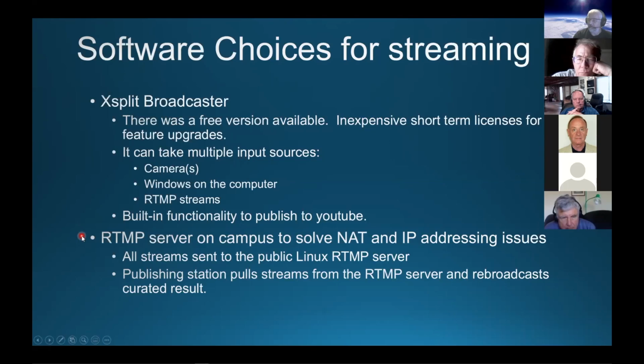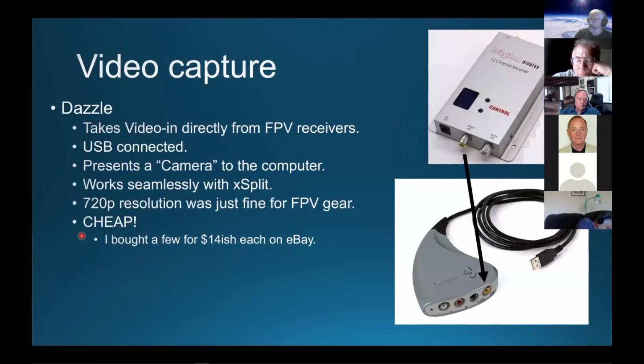And as I mentioned before, we ran an RTMP server on campus, and I can't remember what RTMP stands for, something protocol, to solve our NAT and IP addressing issues. That's probably a little too involved to discuss here, but it solved addressing issues by allowing us to have a public IP address on the server that we had to send data to. So that's why we stood up one of those on a Linux server. The video capture showing here is what the video receiver looks like for a 1.2 gigahertz FPV camera.